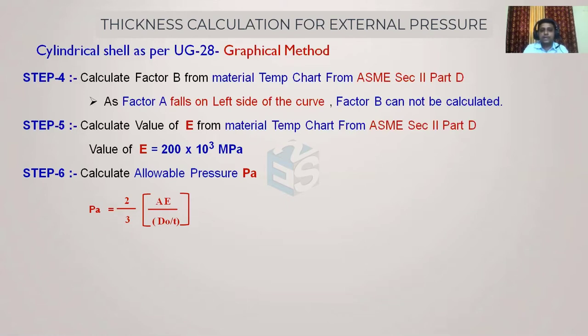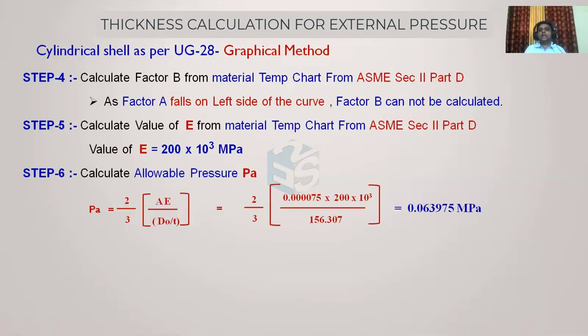But now, since factor B is not available, this is the formula we have to use. So let's put the values in and we will get the answer. We have calculated factor A as 4 times 0.75. Young's modulus value is 200 into 10 raised to 3 MPa, and DO by T is 156.307. So we will get the allowable pressure as 0.063975 MPa.